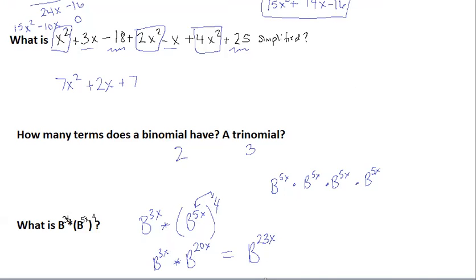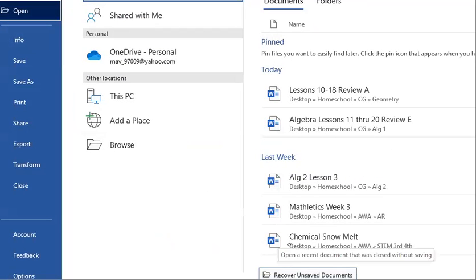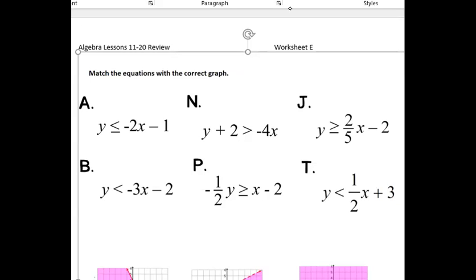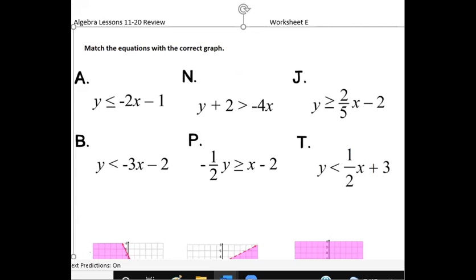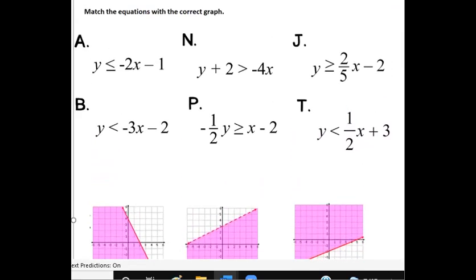Okay, let's move over to the other review. Here we go. Review E. All right, this one, you're just matching the graphs. So you probably want to get them all in the y equals, or the slope intercept form. So the y and then the inequality. This one's set up nicely.